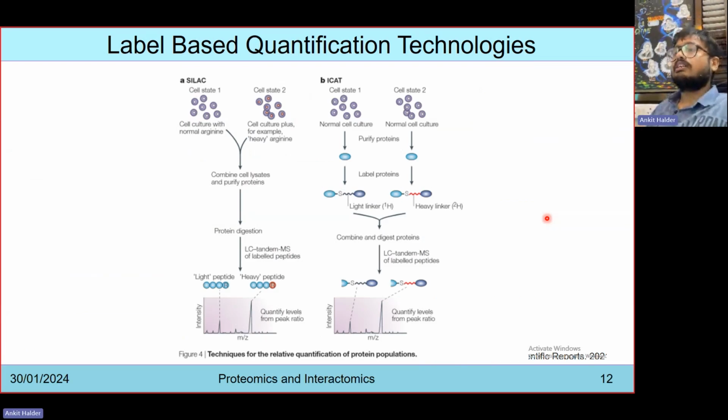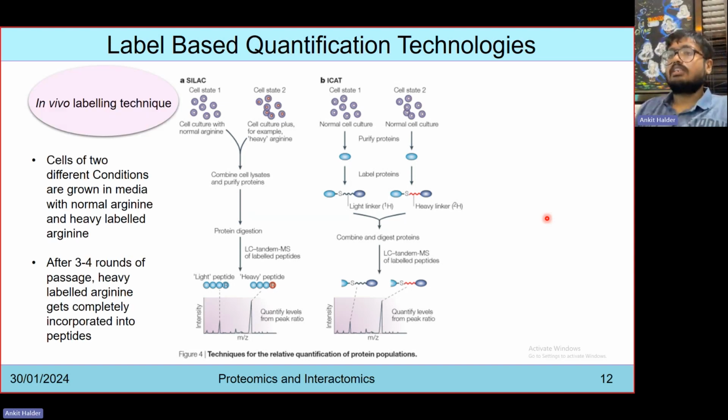So these are two other label-based techniques. After iTRAQ and TMT, one is SILAC, which is stable isotope labeling by amino acids, specifically for cell culture, and the other is ICAT, the isotope-coded affinity tag. As I mentioned, iTRAQ and TMT come under in vitro labeling techniques.